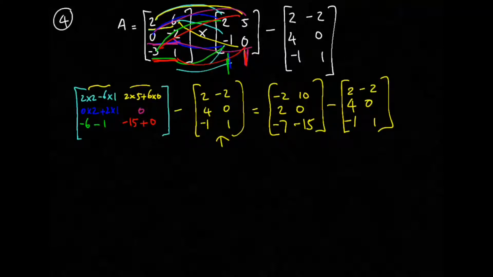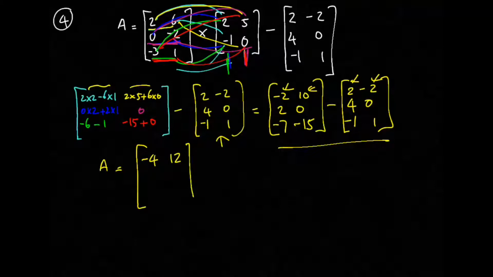Now we go ahead and do this. Now remember with subtract, you just subtract the first item with the first item. The first row column 2 with the first row column 2, and so on. So A equals negative 2 minus 2, which is negative 4. 10 minus negative 2, so when you've got minus negative, it turns into a plus. So it's 10 plus 2, which is 12.